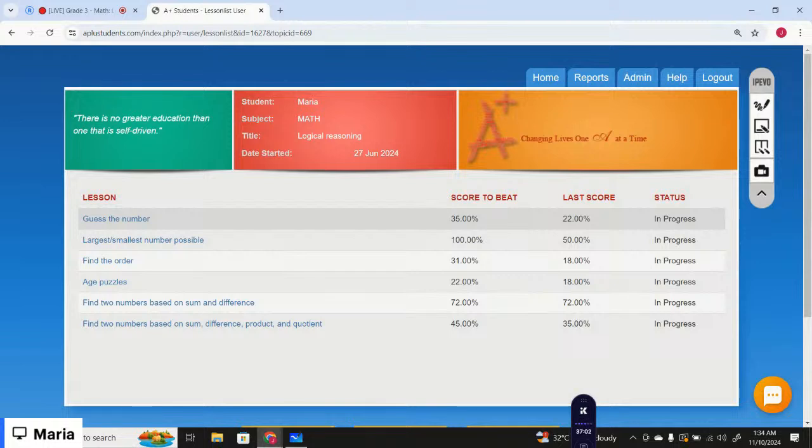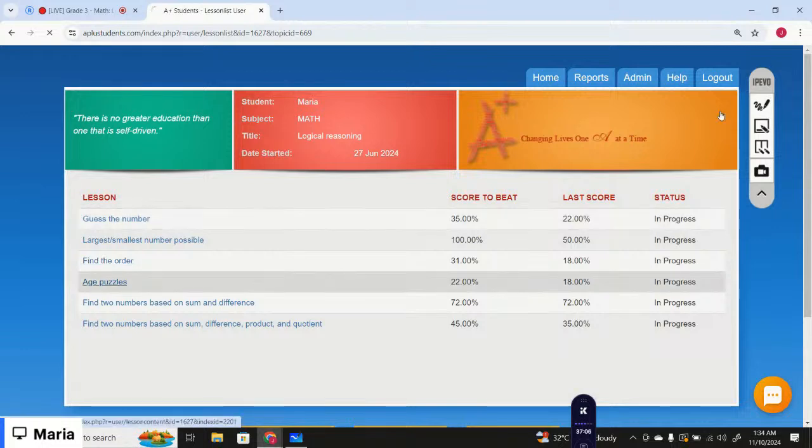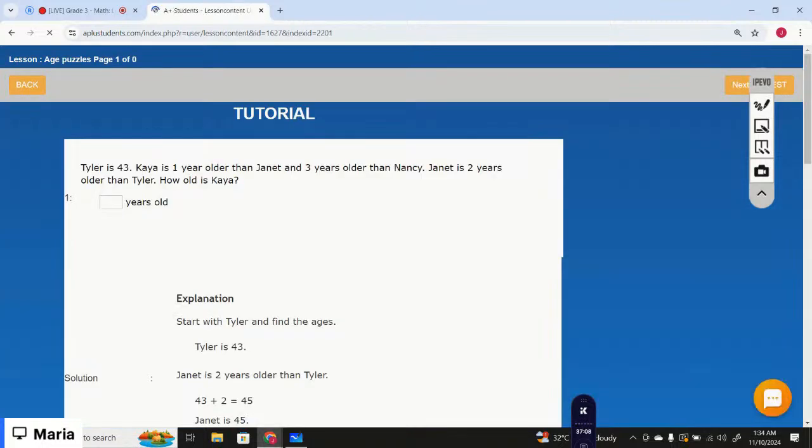The next lesson is age puzzles. Let's just start with the lesson. The first one is: Taylor is 43. Kaya is 1 year older than Janet and 3 years older than Nancy. Janet is 2 years older than Taylor. How old is Kaya?